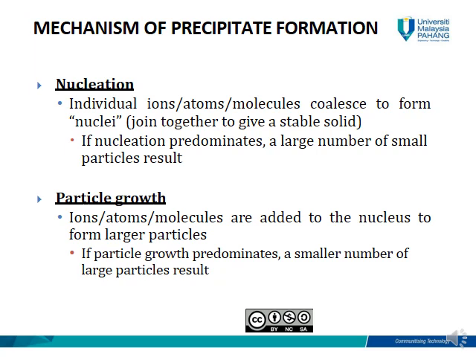Next, if nucleation predominates, a large number of small particles result. So when you have a large number of nucleations, we can see that small particles will be formed.